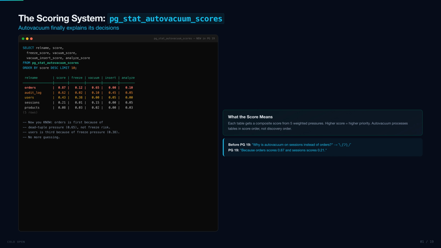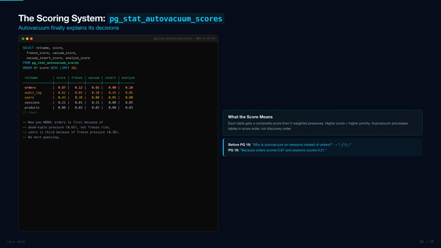Now the biggest change. The scoring system. pg_stat_autovacuum_scores is a new system view in PostgreSQL 19. Look at this terminal output. Orders scores 0.87, highest priority. Why? Because vacuum_score is 0.65, that is dead tuple pressure. Freeze score is only 0.12. Now you know, orders is first because of bloat, not because of wraparound risk.